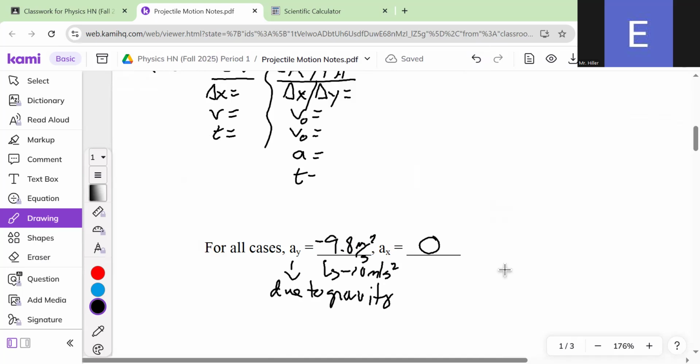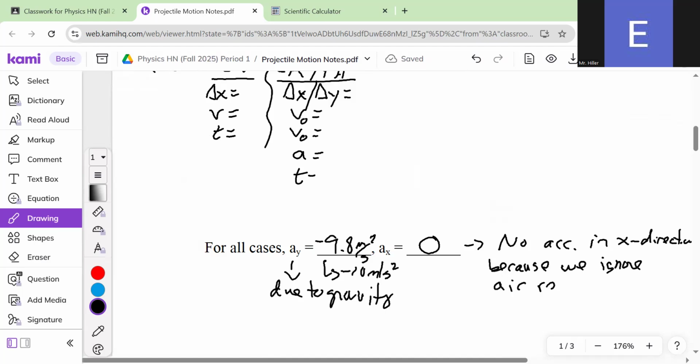The acceleration in the x direction is going to be 0. The reason why is we're assuming that there is no air friction to account for. So there's no acceleration in the x direction because we ignore air resistance. Air resistance is like air friction.